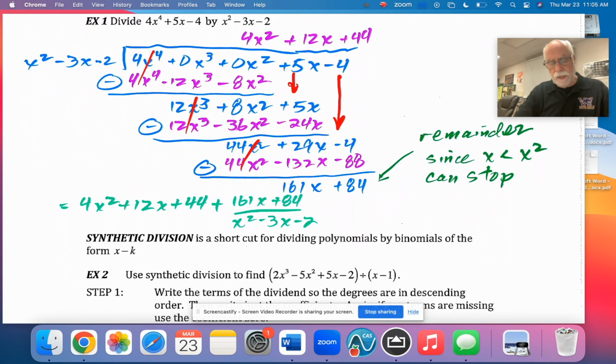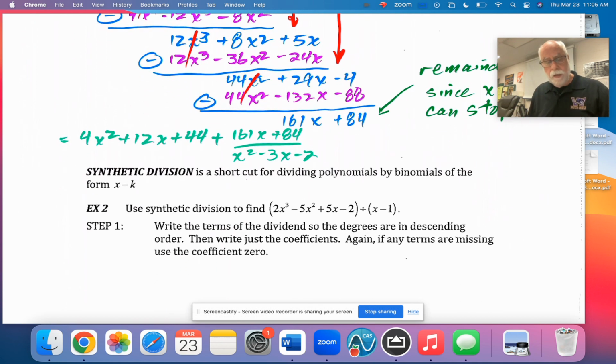All right, and we're going to see that synthetic division is an easy one to use when we have a binomial. Remember, a binomial is two terms, and so on this one here, it's saying a binomial of the form x minus k. On the first one here, I'm going to go step by step with you. On the second one, since we'll see how to do the step by step, we can see how easy we can actually do it. All right. So example 2 says use synthetic division to find 2x cubed minus 5x squared plus 5x minus 2, and we're going to divide that by the binomial x minus 1.